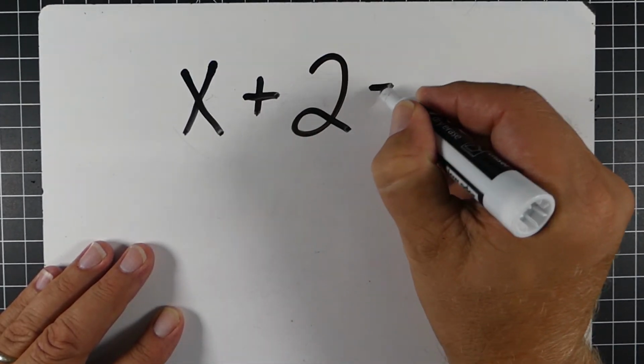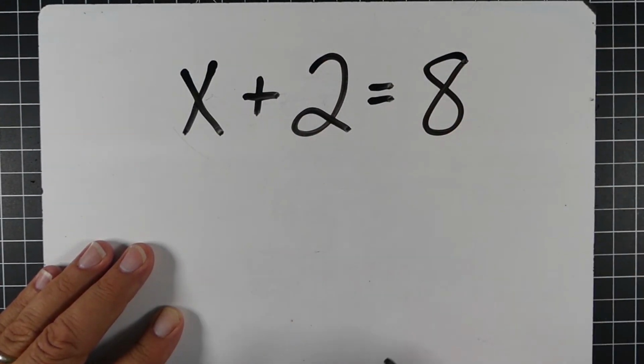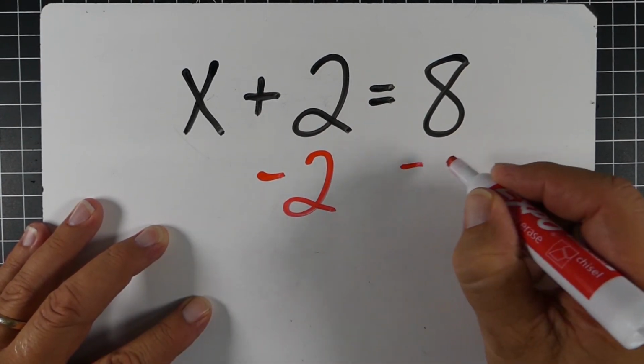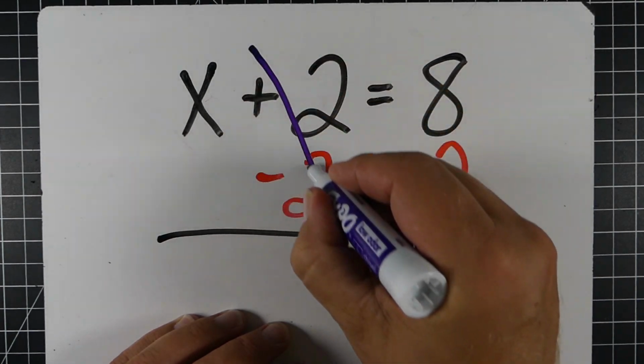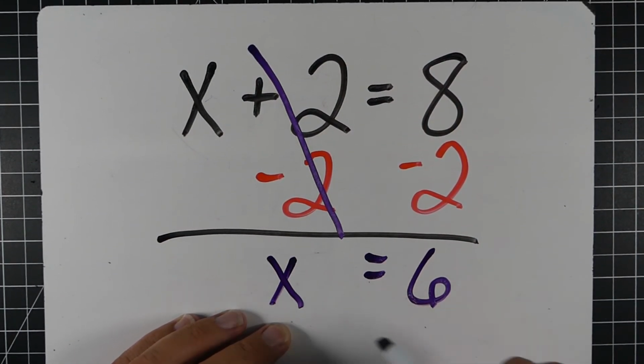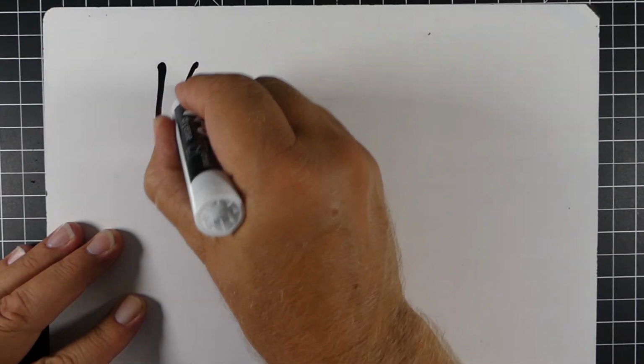In this example, we're adding 2. So what we're going to do to get rid of it is subtract 2. But we have to do it on both sides. And that's going to leave us with an x on the left side and a positive 6 on the right side. Okay, here's another example.